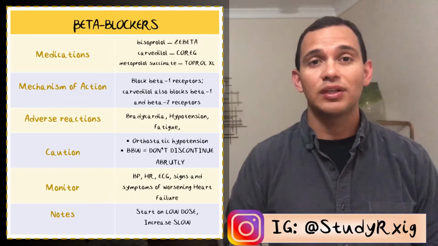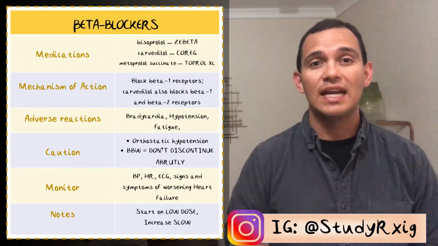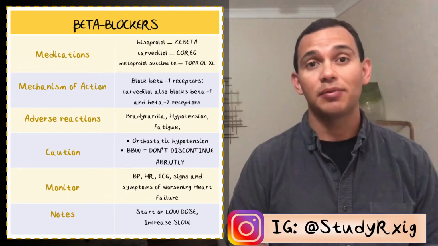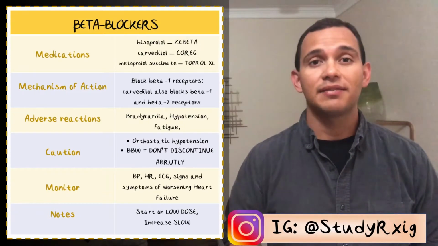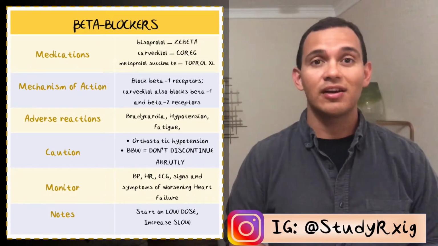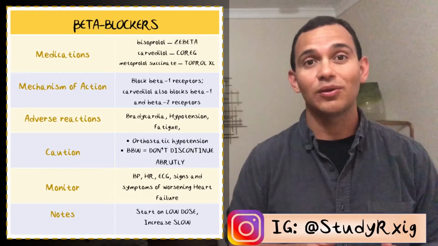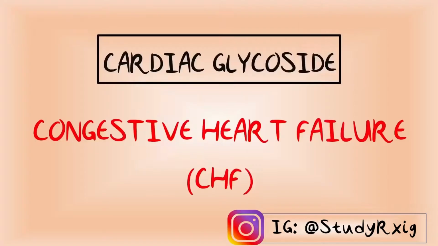Major US box warnings to consider in beta blockers, more specifically with metoprolol, is to not discontinue the medication abruptly, because in some cases, patients have experienced a myocardial infarction. One last note for beta blockers is that cardiologists will more than likely start the patient on a low dose and then very slowly up to what the patient may tolerate.